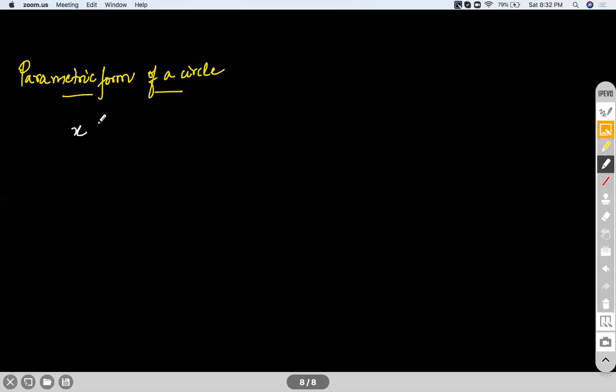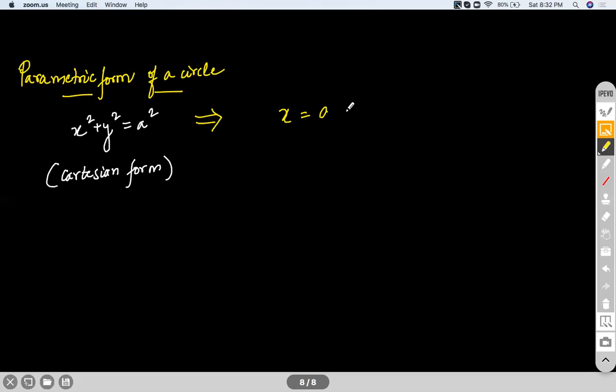See, when you write the equation of a circle like this, this form is called a Cartesian form, where you're directly relating the two variables with each other. But instead of writing this, if you write the same thing as x equal to a cos theta and y equal to a sin theta, where theta is some parameter.